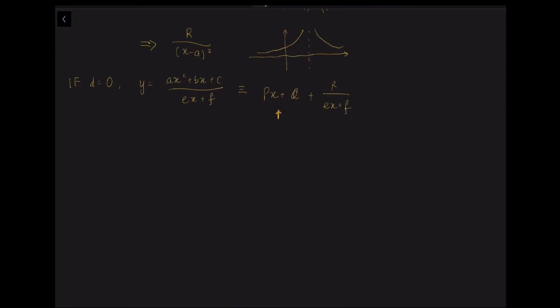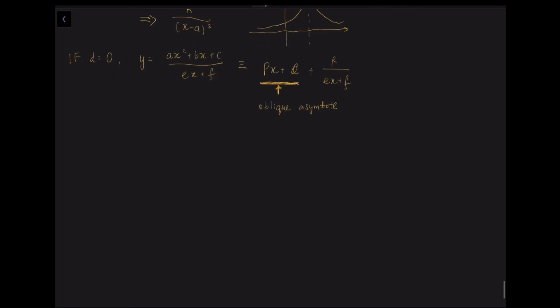I would also like to point out that there's something special here. This px plus q, which is the identity of (ax squared plus bx plus c) over (ex plus f), is a rather special type of asymptote. It's known as the oblique asymptote. And this oblique asymptote is basically a slanted straight line, which you can see how I will draw it in the graph later.